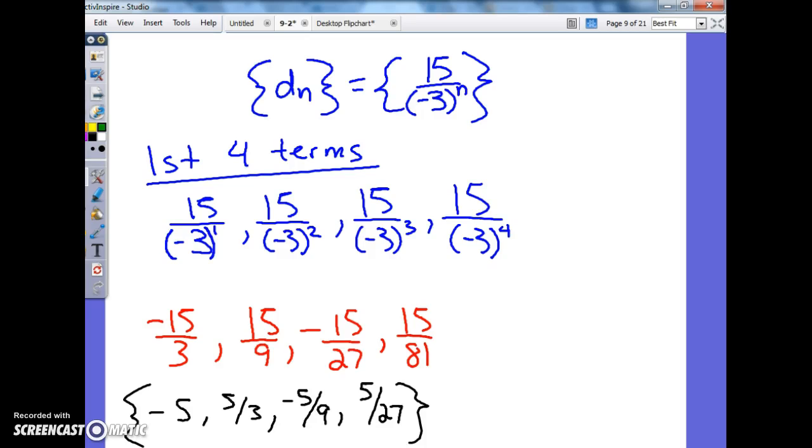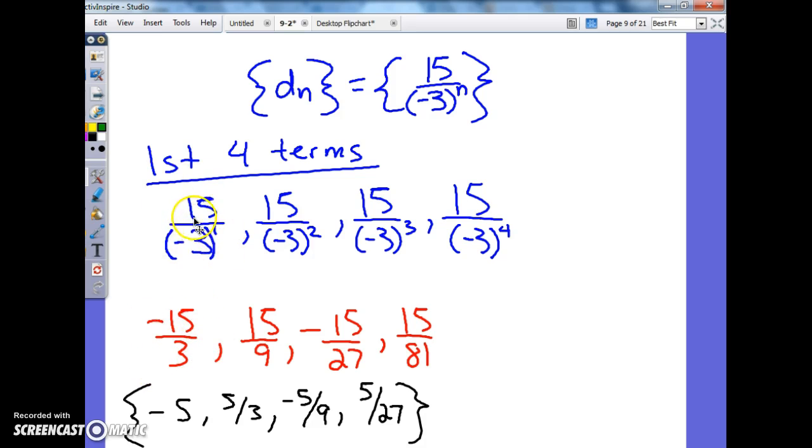Alright, my sequence is d sub n. Here's the rule that's going to generate the terms, and for the first term I plug in a 1. It's 15 over, in parentheses, negative 3 to the n power. So for my first term I plug in a 1, and I get 15 over negative 3 to the first power, which is negative 15 over 3.